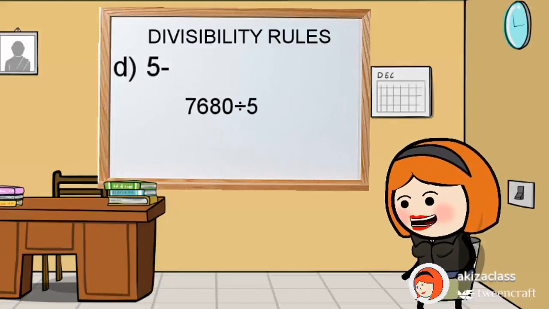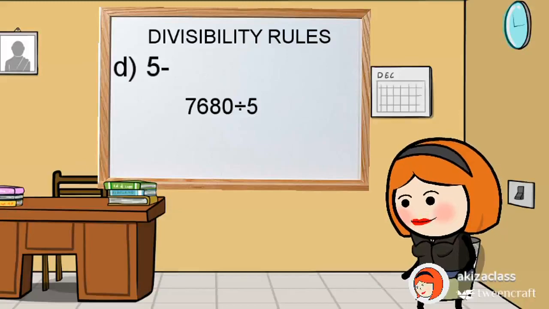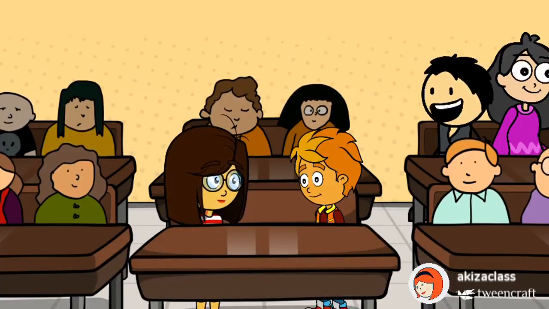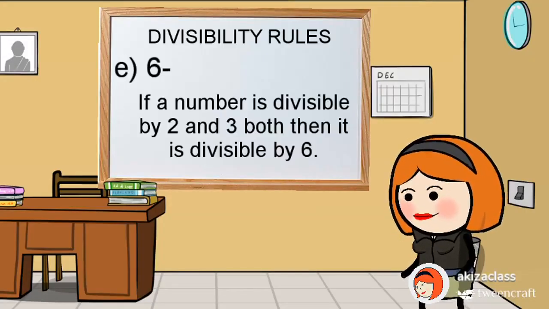Om, 7680 is exactly divisible by 5 or not? Yes, ma'am. It is exactly divisible by 5 because it has 0 in the ones place. Very good, Om.